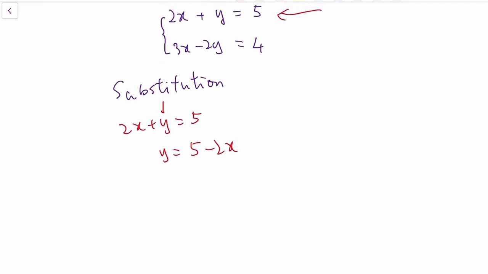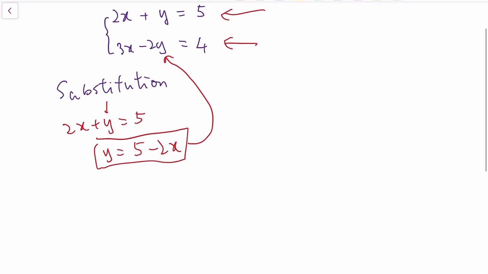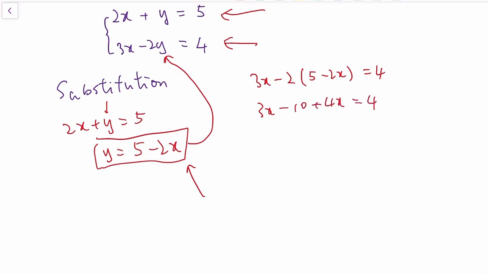And then now you want to substitute this into the other equation. So you will substitute this into the y of the second equation. So we have 3x minus 2 times y, but y is this now. y is 5 minus 2x, equal to 4. Then you'll get an equation of a single unknown, which you can solve like normal.